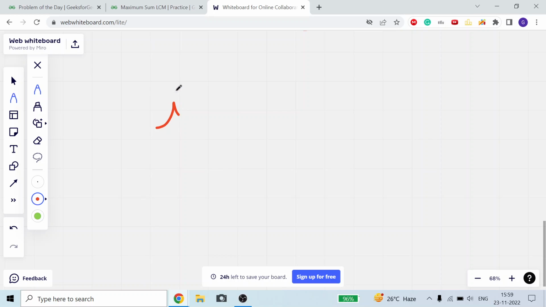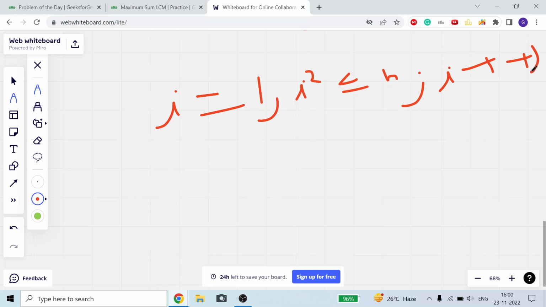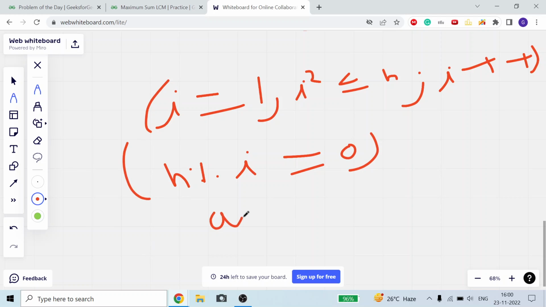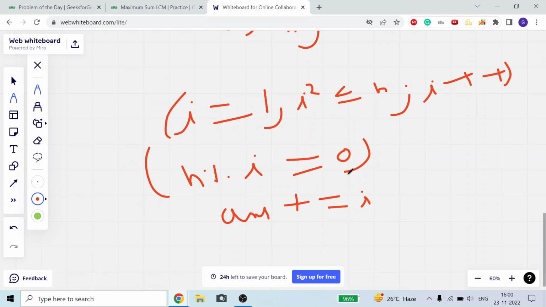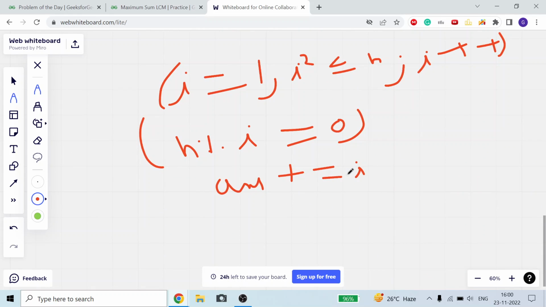So very simple. I will start a loop from i equal to 1, then run the loop till i square is less than or equal to n, doing i plus plus in each iteration. Now what I will check: if my n modulo i is equal to 0, then what I will do: answer plus equal to i. Plus equal to i means i can be a possible number which I can include in my LCM range.